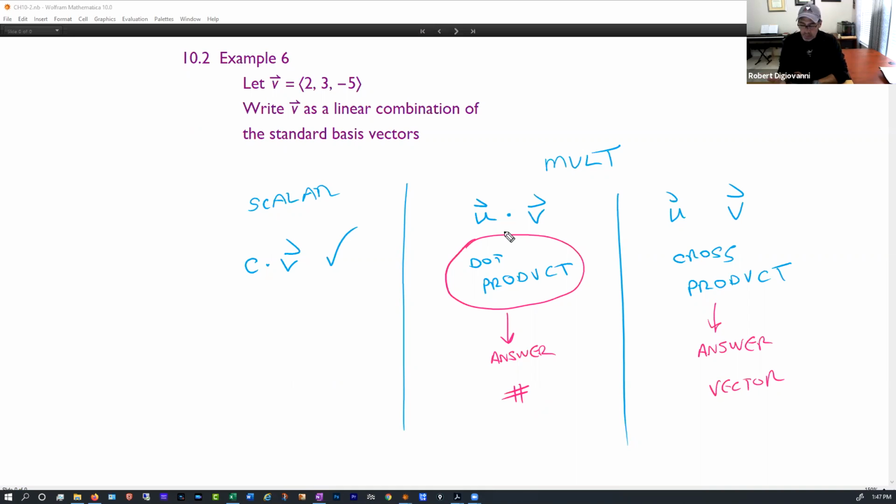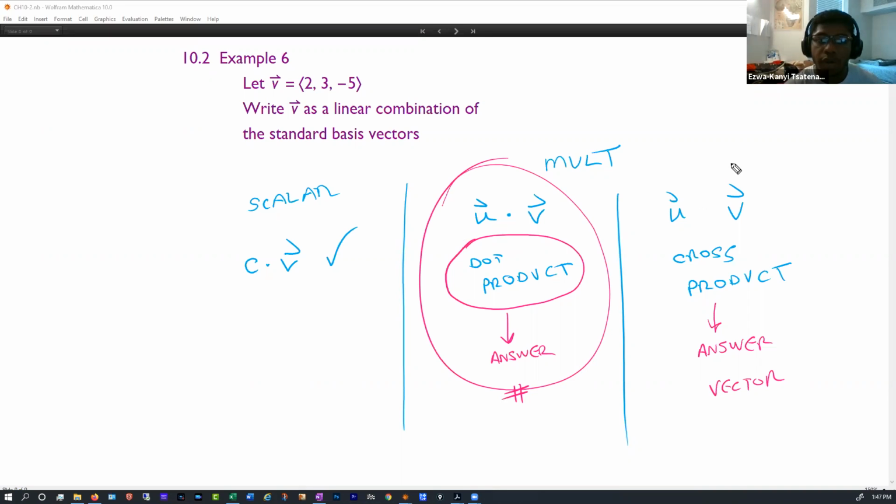And then if I do a cross product and I take two vectors and get a vector as an answer, what does that represent? Can I visualize that vector? So I hope that I've made it clear that there are two types of multiplication when it comes to vectors, and we are going to focus our attention right now on the first one, which is the dot product.